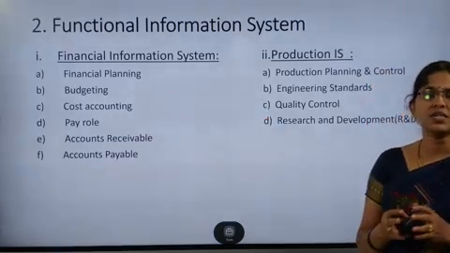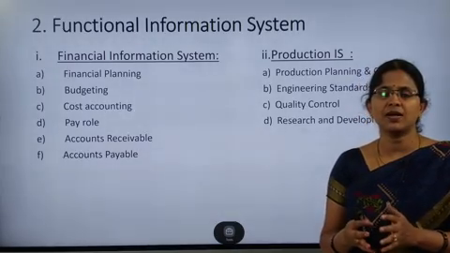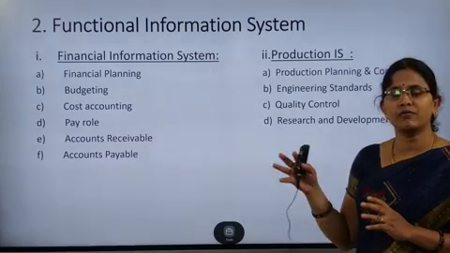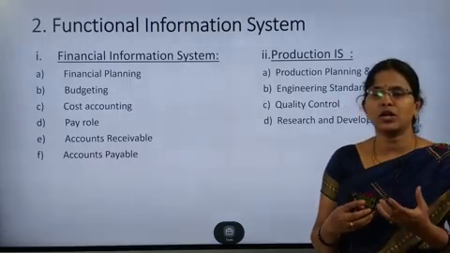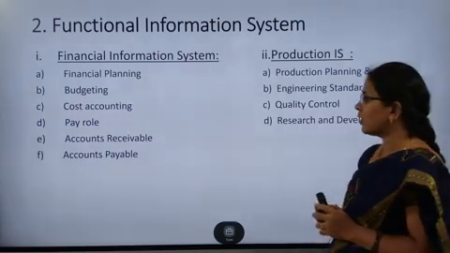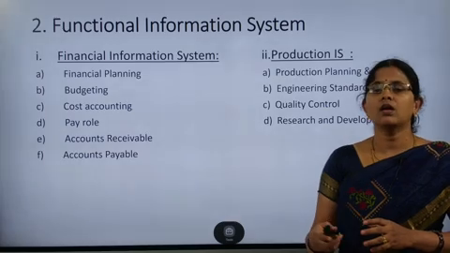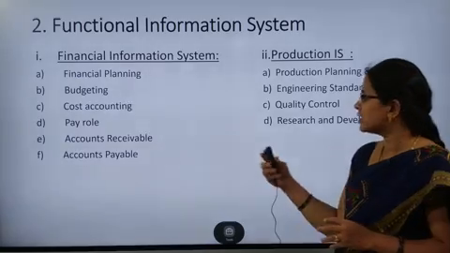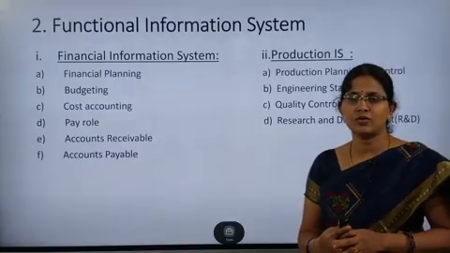Second one, budgeting, means allocation of funds. And third one, cost accounting. So how much we are spending, how effectively we are using it. In order to calculate all those, we also require the FIS. And next one is payroll. It means how much salary we are giving to each and every employee. For such criteria also we require the FIS. And in case of accounts receivable and accounts payable, it means what are the debit amounts that we have to give and what is the credit amount, the receivables and payables. So all those are included in the financial information system.